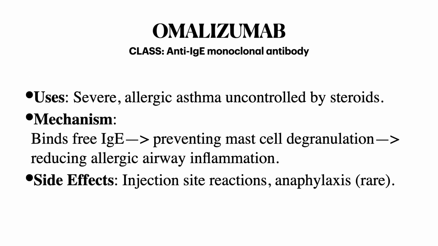The last drug we have is omalizumab. Omalizumab is an anti-IgE monoclonal antibody. The uses of this drug are in severe allergic asthma uncontrolled by steroids. So if it is uncontrolled by steroids, you use omalizumab. The mechanism of action is that it binds free IgE, thus preventing mast cell degranulation and reducing allergic airway inflammation, right? The side effects are injection site reactions and also anaphylaxis in rare cases.